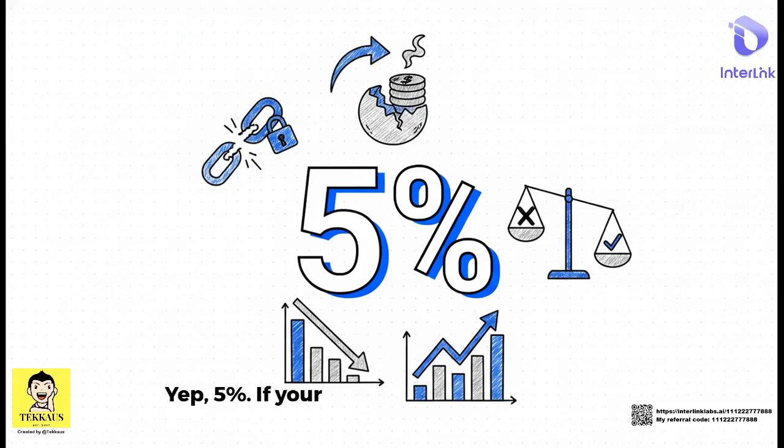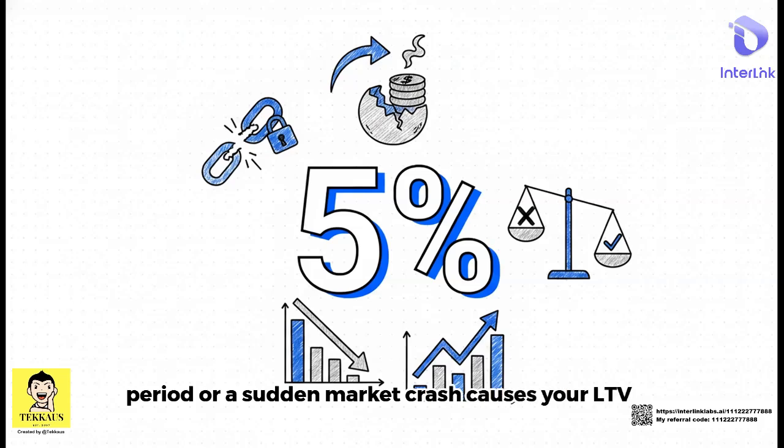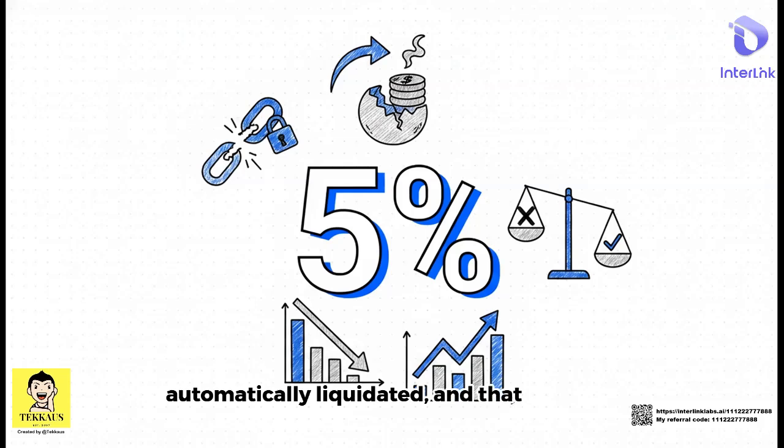Yep, 5%. If your loan defaults after the grace period or a sudden market crash causes your LTV to breach that critical limit, your collateral is automatically liquidated, and that 5% fee is instantly taken right out of your assets. Now, if you manage your risk and pay on time, this penalty means literally nothing to you, but it's there as an unforgiving reminder that defaulting carries a very direct cost to your bottom line.